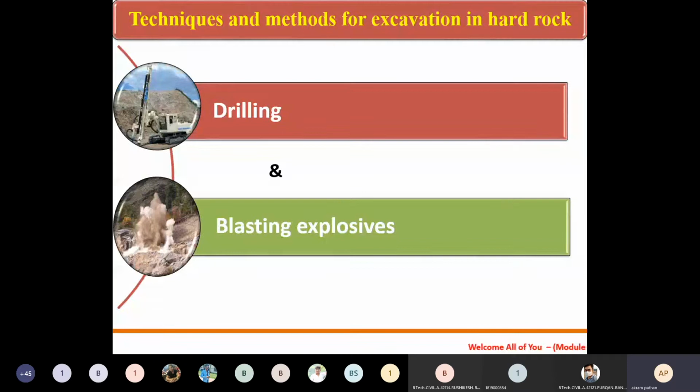So what do you mean by drilling and blasting? If anybody is interested, please unmute yourself and tell me what you mean by drilling and what you mean by blasting. At this stage, I would like to ask one question. Anybody unmute yourself and tell me the drilling and the blasting terminology. What do you mean by drilling and what do you mean by blasting? In front of you, these are the pictures; this is drilling and this is blasting.